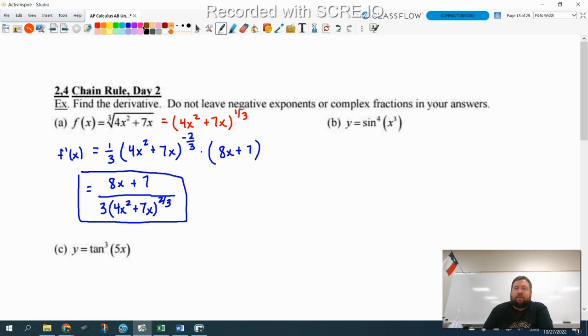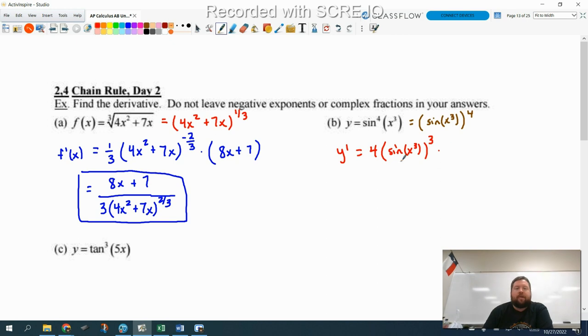All right, second one, I definitely recommend rewriting this one, sine to the 4th. Remember, that is sine of x cubed, and then that whole thing is raised to the 4th like that. So that allows you to easily visualize the power rule being the first step. So multiply by 4, keep the inside part the same, subtract 1 from the exponent.